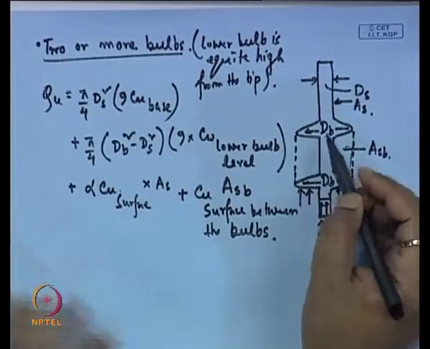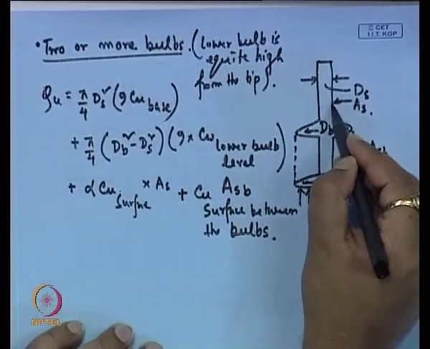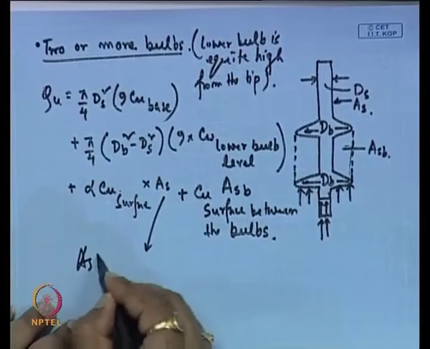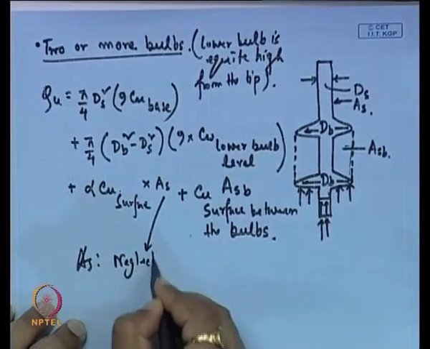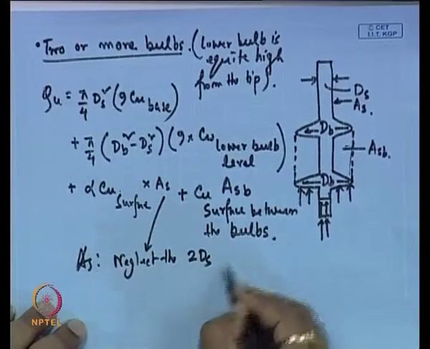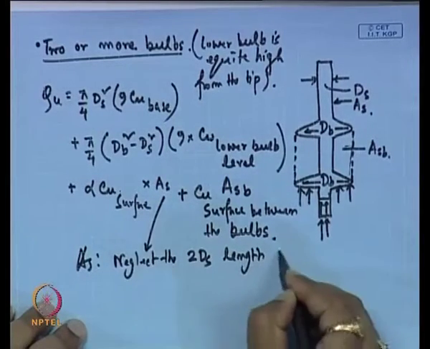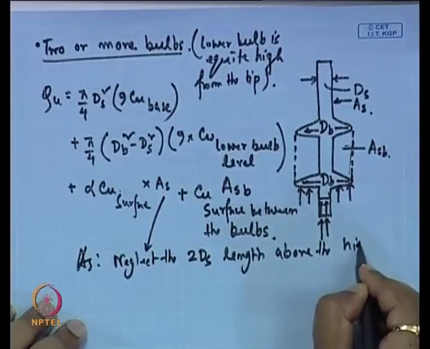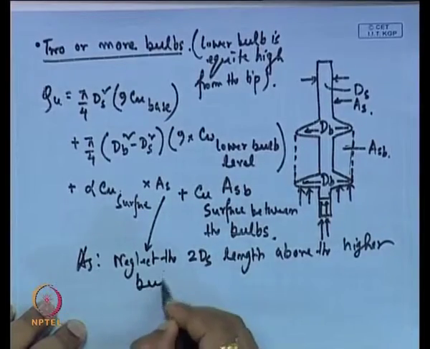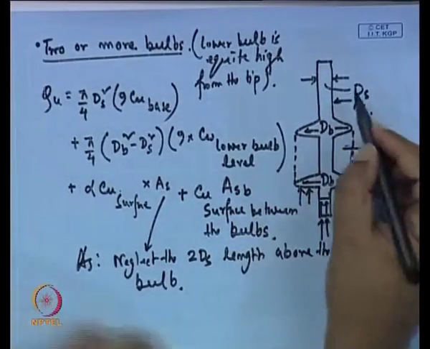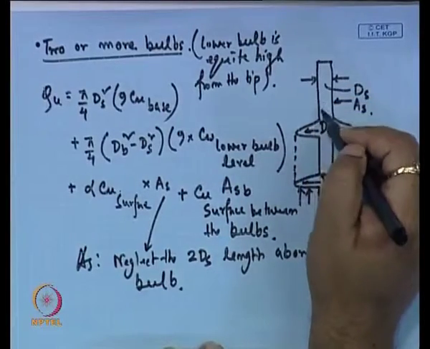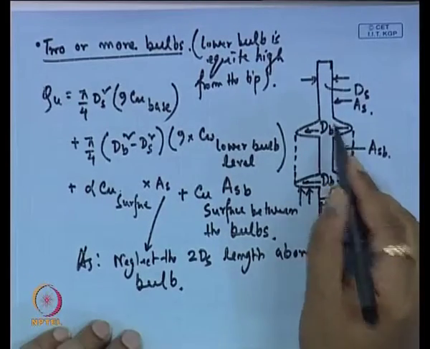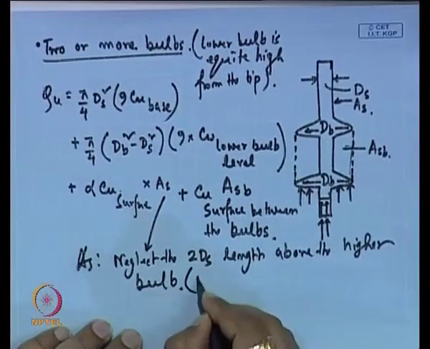So again, when we calculate this AS, we neglect the 2d S length. During the AS calculation, we again neglect the 2ds length above the higher bulb. So, for the higher bulb, this AS is basically the resistance we are getting from the shaft above the uppermost bulb, or the higher bulb.